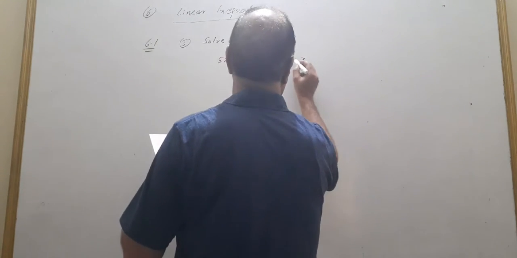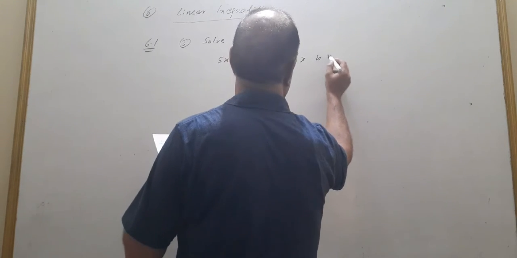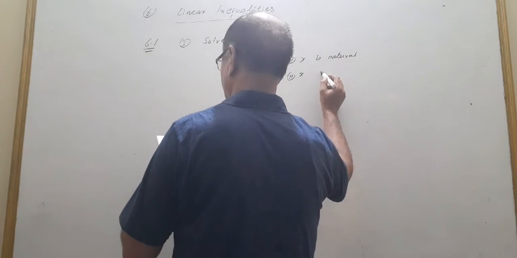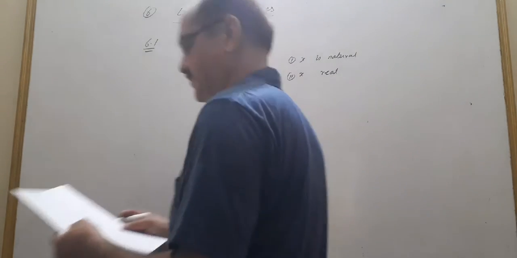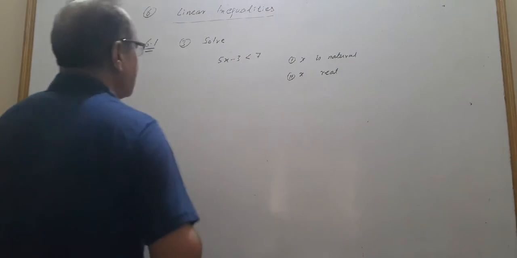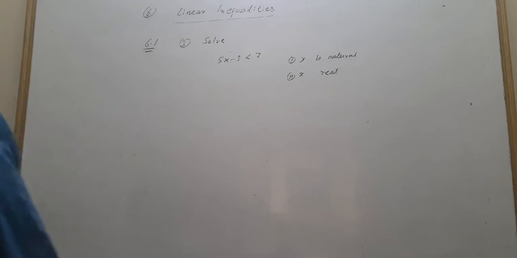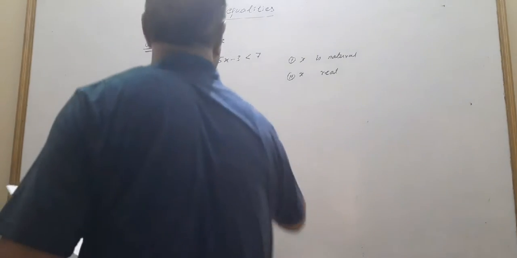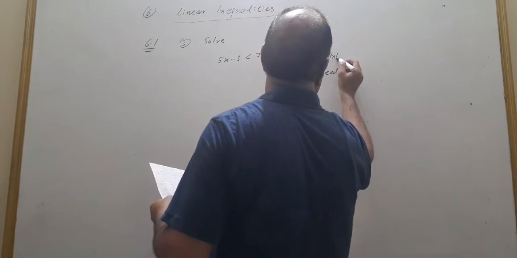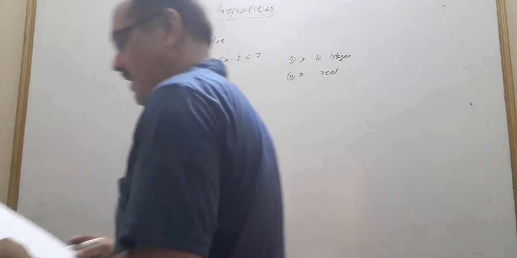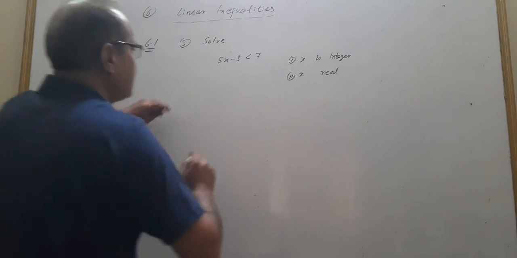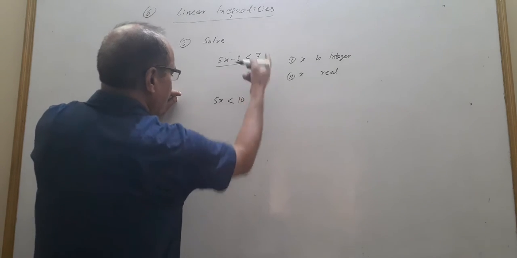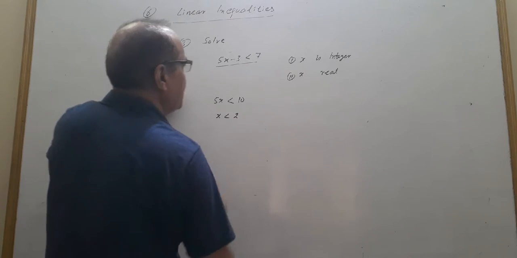The case is number 1, when x is an integer, not a natural number, and the second case is when x is real. Let's see how to solve this. Now simple, that is 5x is less than 10. Shifting the 3 over, x is less than 2.